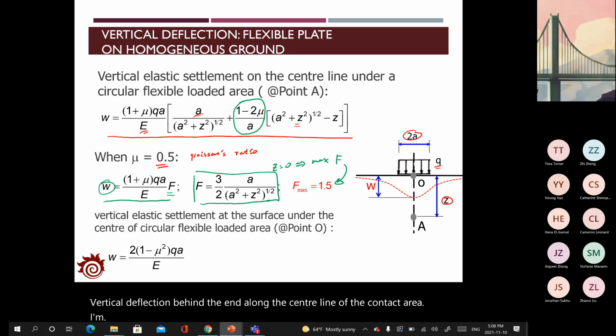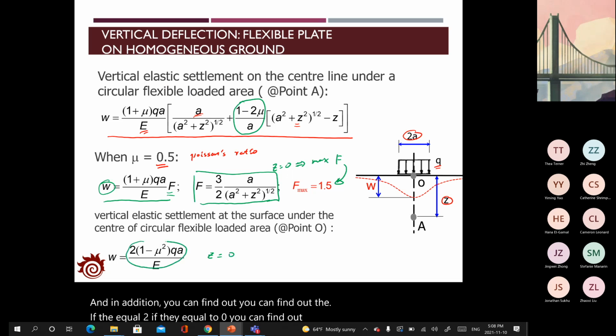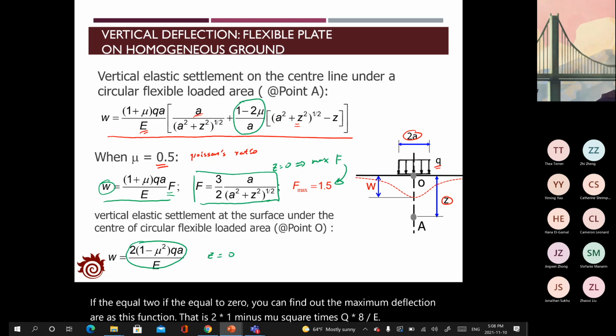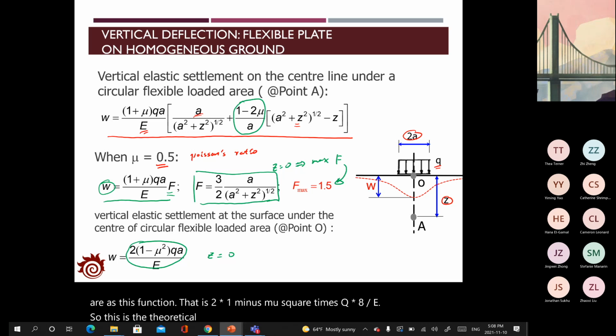And in addition, you can find out that if z is equal to 0, you can find out the maximum deflection as this function, that is 2 times (1 minus mu square) times q times a divided by E. So this is the theoretical model for you to estimate the deflection at any point along the center line with any depth.